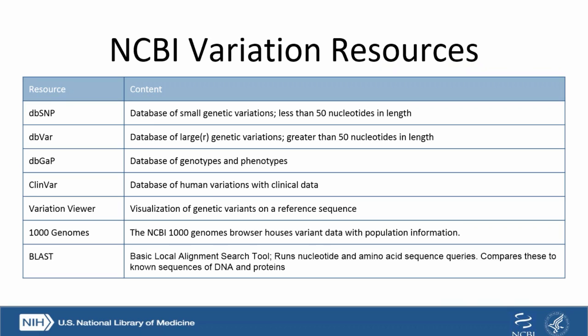So here's just a little blurb about some of our NCBI variation resources. Some of the more popular ones are dbSNP, a database of small genetic variations that are less than 50 nucleotides in length. dbVar holds larger structural genetic variations that are greater than 50 nucleotides in length. dbGaP holds genotypes and phenotypes. ClinVar is human variations with clinical data. There's Variation Viewer, a visualization tool that you can also download from. The 1000 Genomes project has variant data along with population information. And BLAST is an alignment search tool.